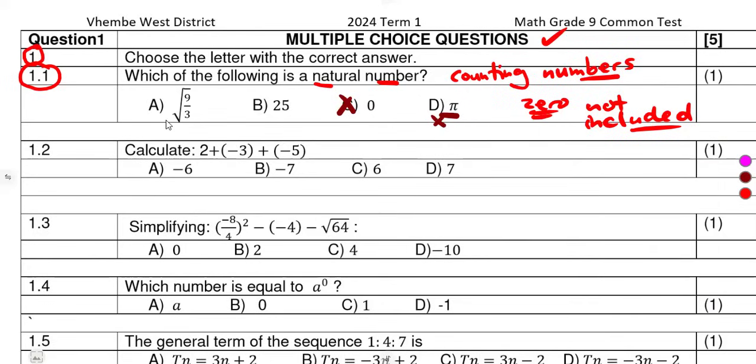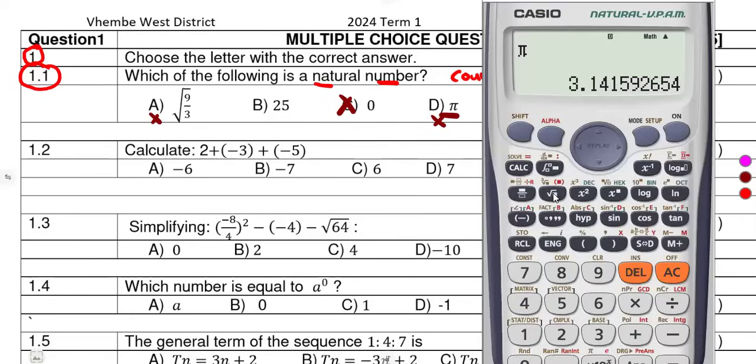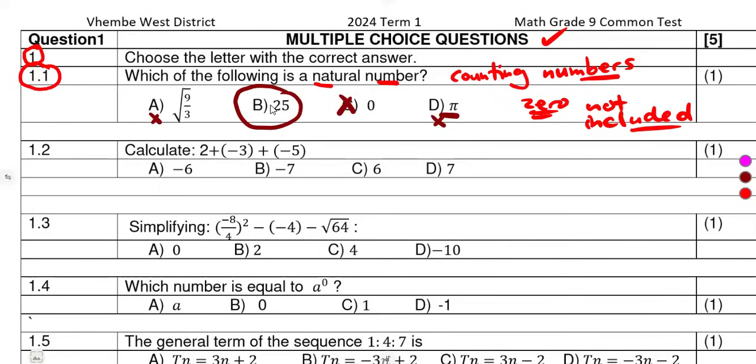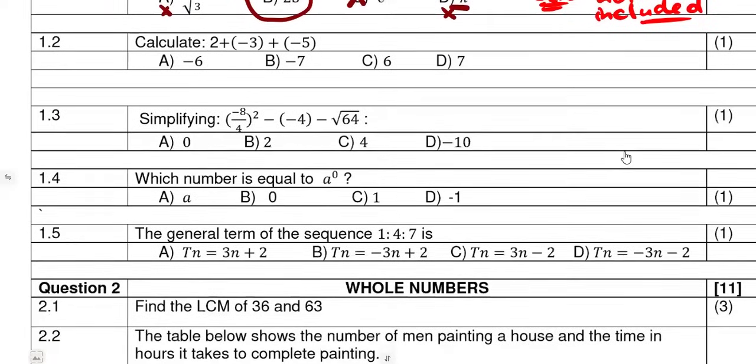So it's totally out. The square root one, we can also use our calculator there to see. The square root of 9 over 3 like this. As we can see, we have the square root of 3, which is an irrational number, a decimal which does not end. So the correct answer there was B, where we've got 25. That's a counting number, a whole number. 0 is not included. So you're going to write your answer as B.